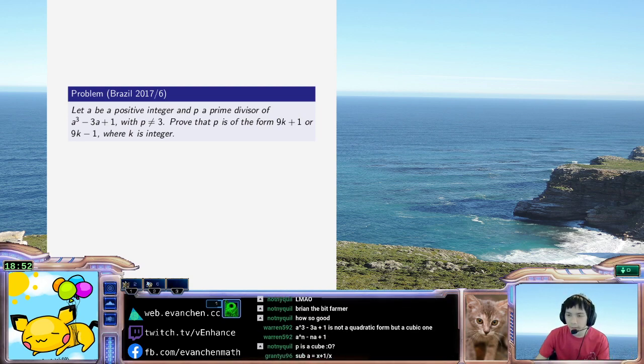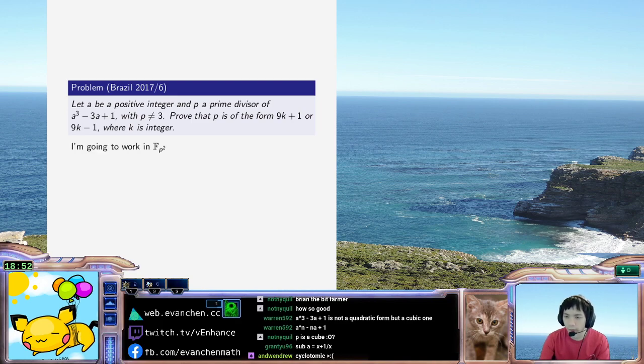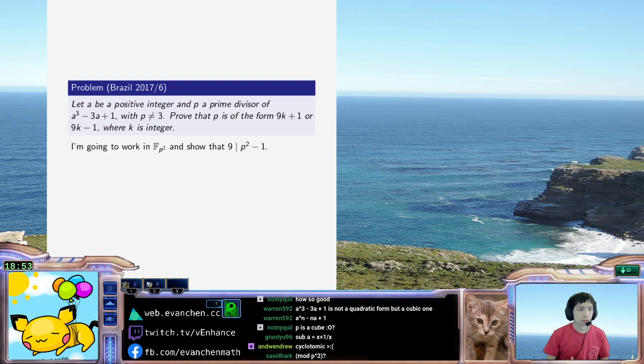So basically the idea is I'm going to work in F_p squared and show that 9 divides p squared minus 1, the number of elements in F_p squared. And the way I do this is to try to show that something has big order. I want to show there's some element of F_p squared that has order 9. That's what I want to do.